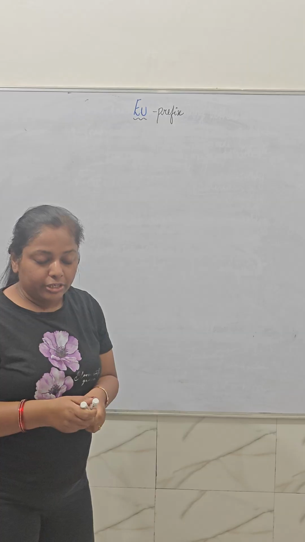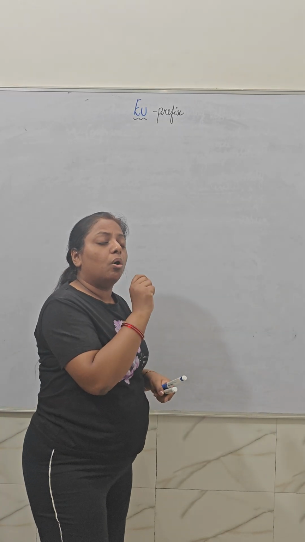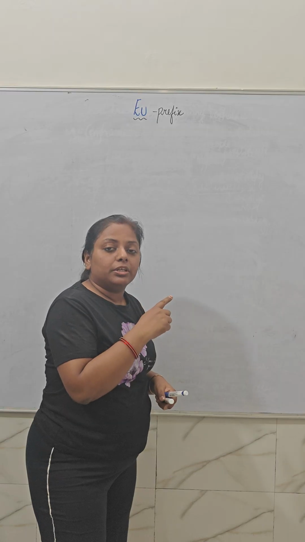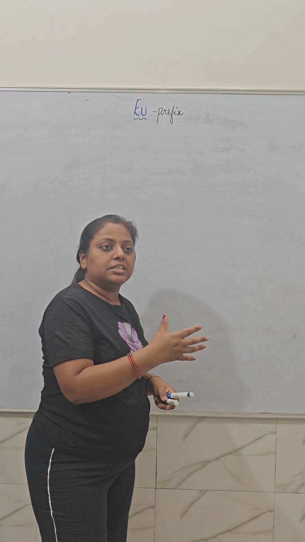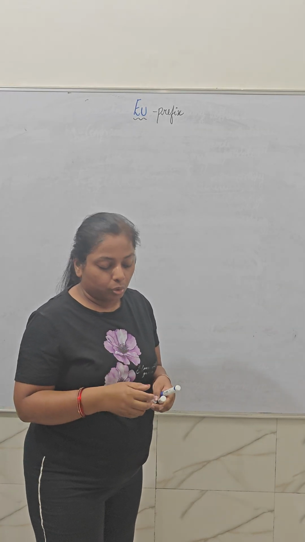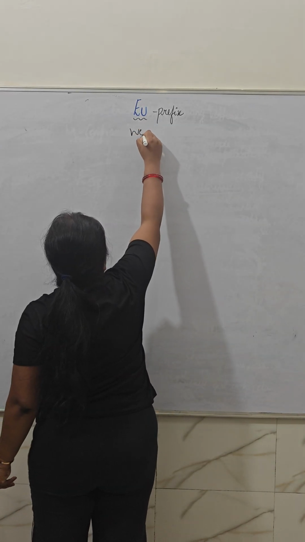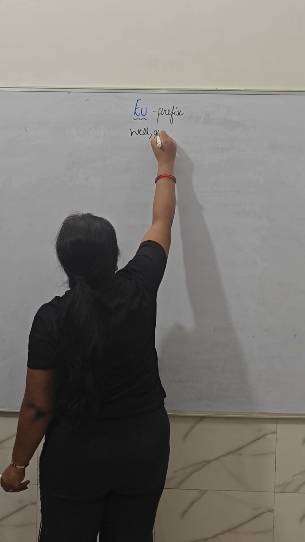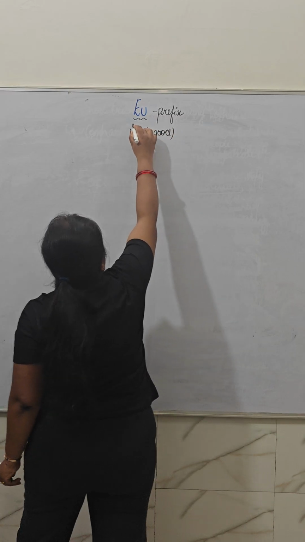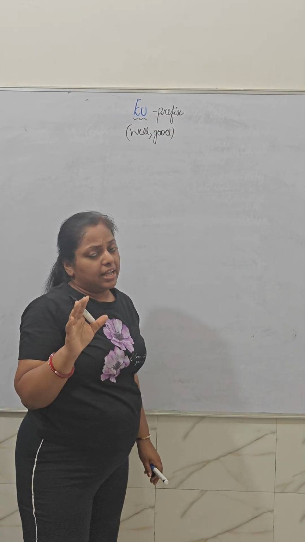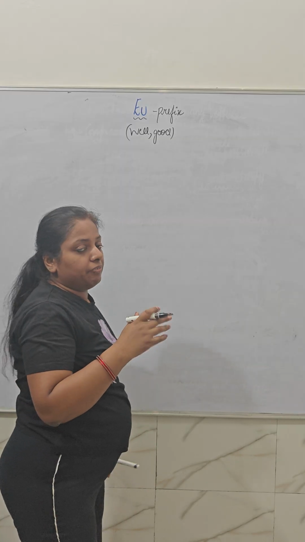Now first of all we need to know that all the words in the English language that begin with EU, or that have EU as a prefix, are taken from ancient Greek. And the meaning of EU is well, or something that is good. In this video I will give you as many words as I can that have EU as a prefix.